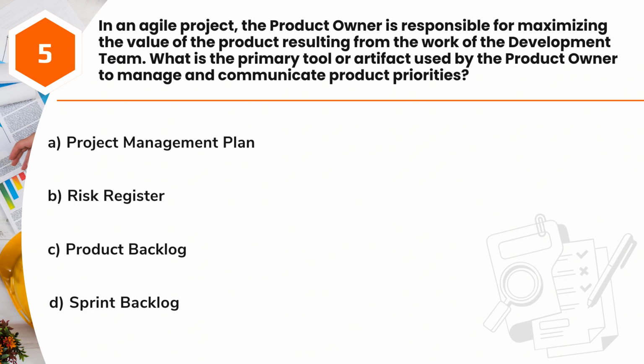Question 5. In an Agile project, the product owner is responsible for maximizing the value of the product resulting from the work of the development team. What is the primary tool or artifact used by the product owner to manage and communicate product priorities? A. Project management plan. B. Risk register. C. Product backlog. D. Sprint backlog.